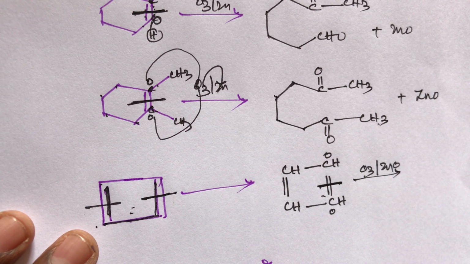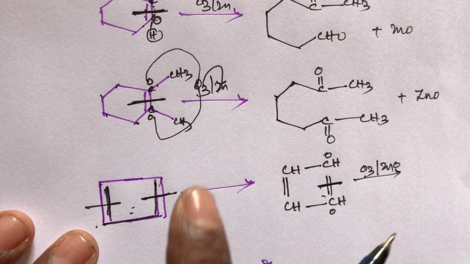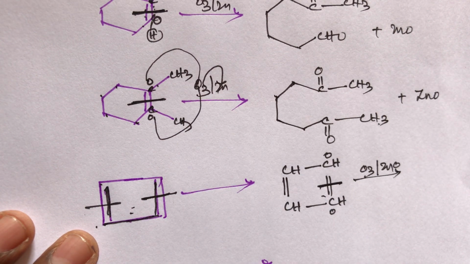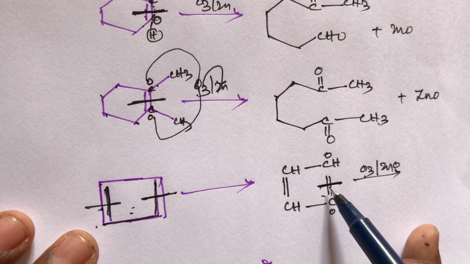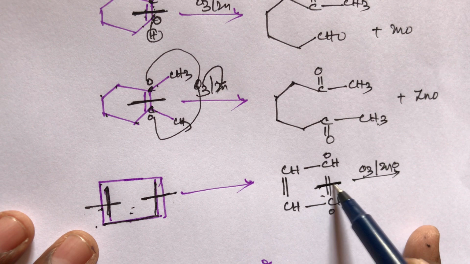But here 2 double bonds are there. How many moles of ozone will we take here? We should take 2 moles of ozone. Why? Because here 2 double bonds are there. If only one double bond is there, we will take only 1 mole of ozone. But here two double bonds are there, so that's why we will take 2 moles of ozone. Why? Because of bond cleavage in the double bond.